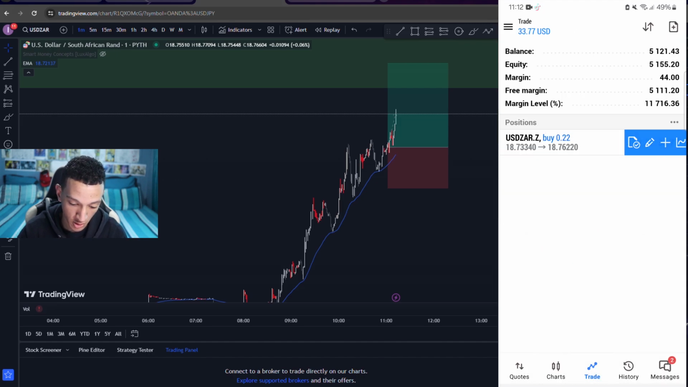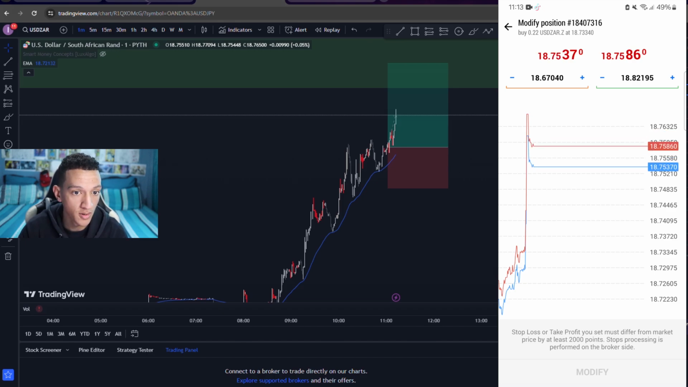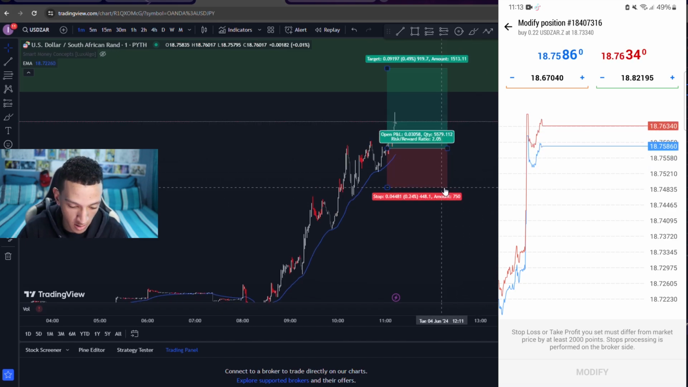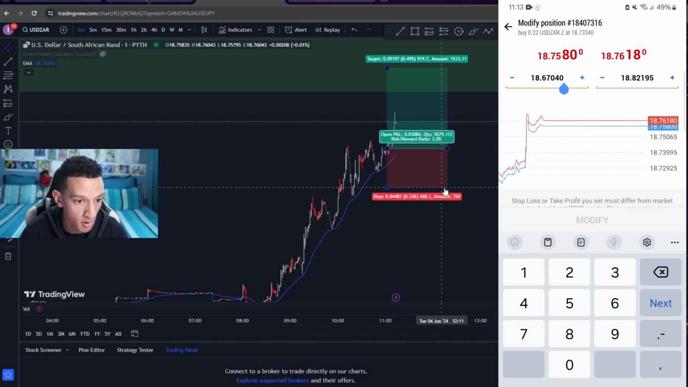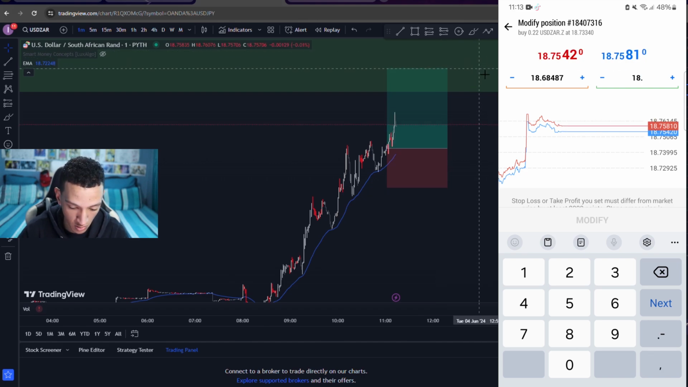As we can see there, we adjusted the TP now. I'll just do it again for you guys to see, because I didn't show it. I'm going to adjust it. We moved it a little bit down here, which is more or less the same. So it's going to be 68487, and our TP would be around here, which is 1882.